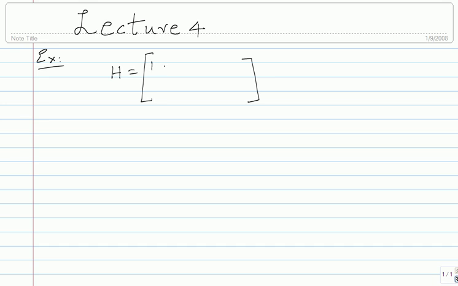The first row in this is 110100. Second row is 011010. Third row is 101001, right? So each of the parity checks represent that P1 is M0 plus M1, P2 is M1 plus M2, and P3 is M0 plus M2.